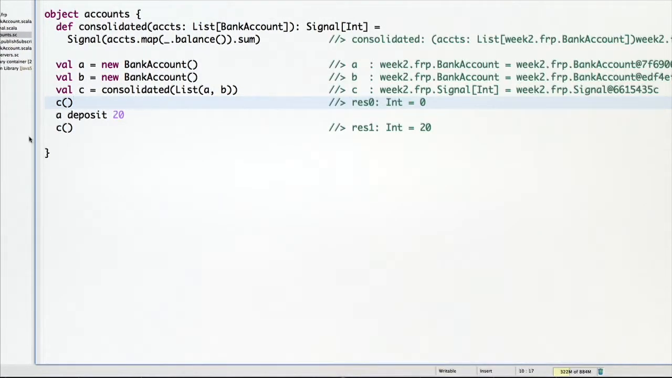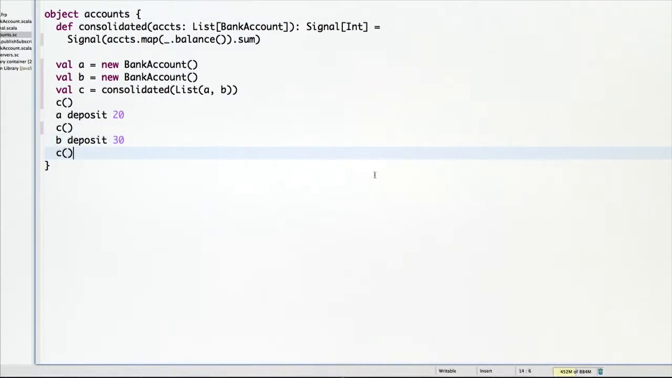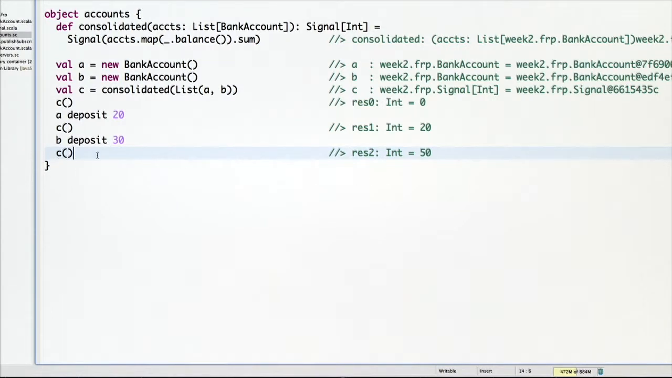And in fact, now we get the correct result. The A deposit is 20. Let's deposit as before 30 in B. Call it again. And that would give us this here.